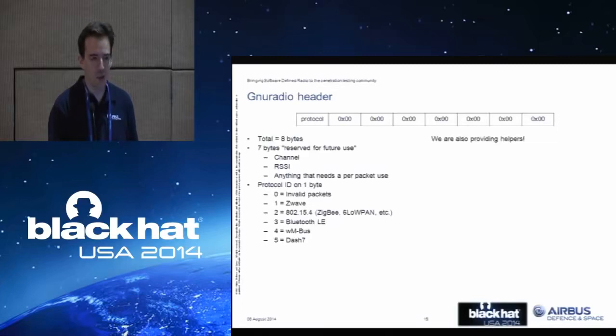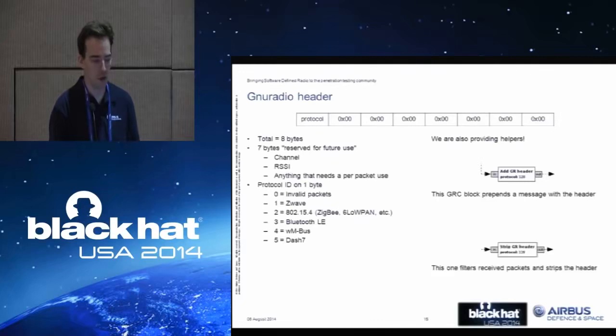We are also providing helpers, because each time your GNU Radio flow receives a packet from the radio side, it will have to put that header in front of it. So we are providing basic helpers, a block to add a GR header and another block to strip it, respectively for the reception and the transmission of packets. You just have to put the protocol ID as a parameter, and that's all. It will add the 8 bytes with 7 zeros.